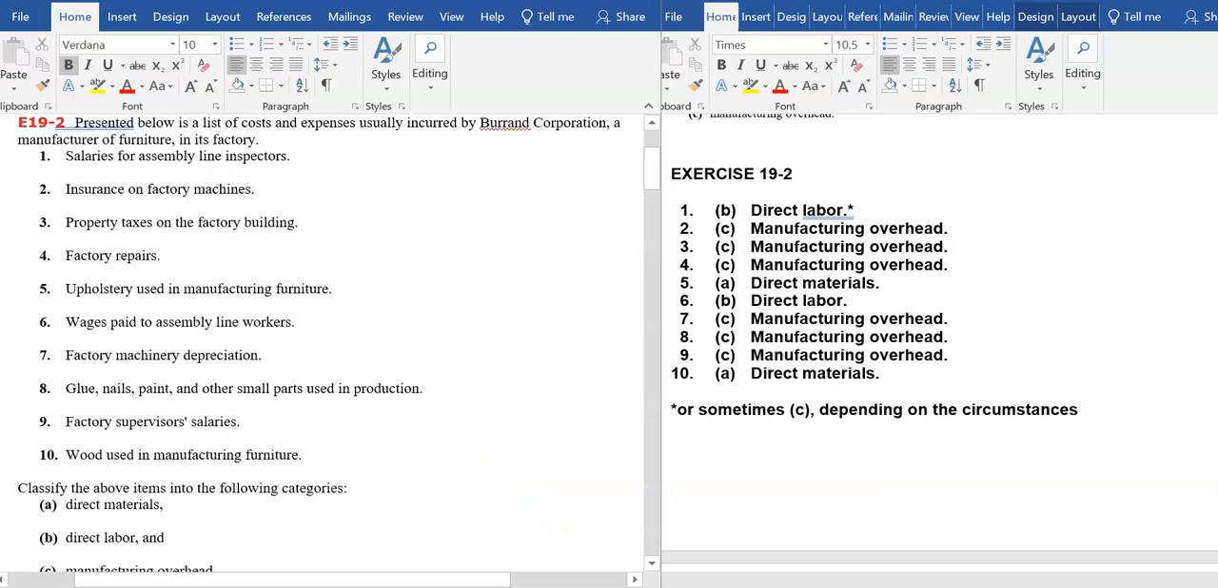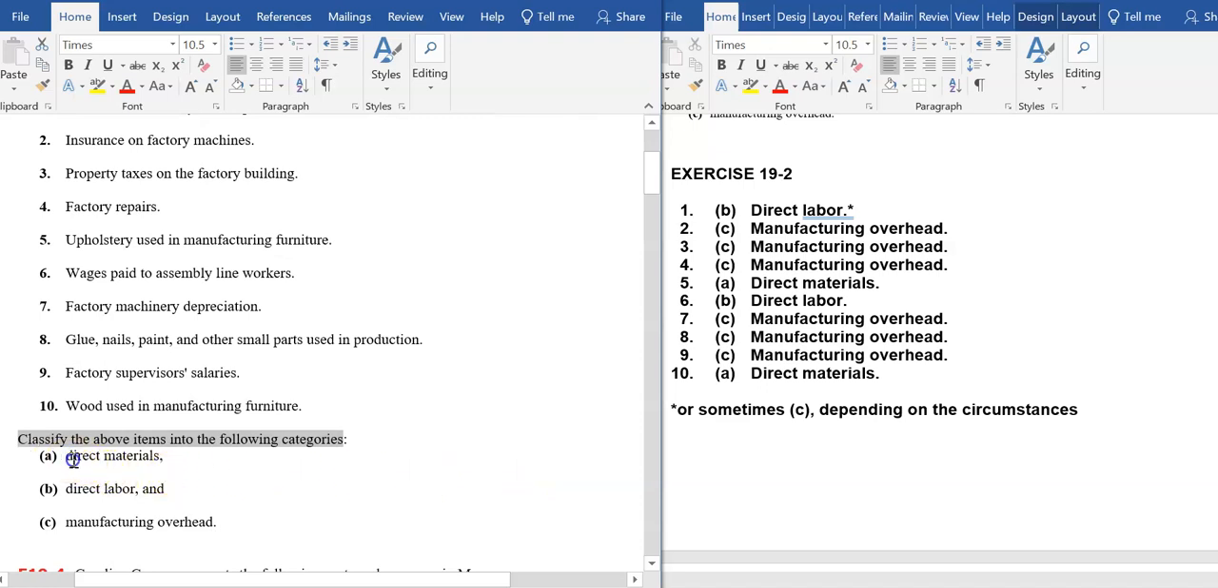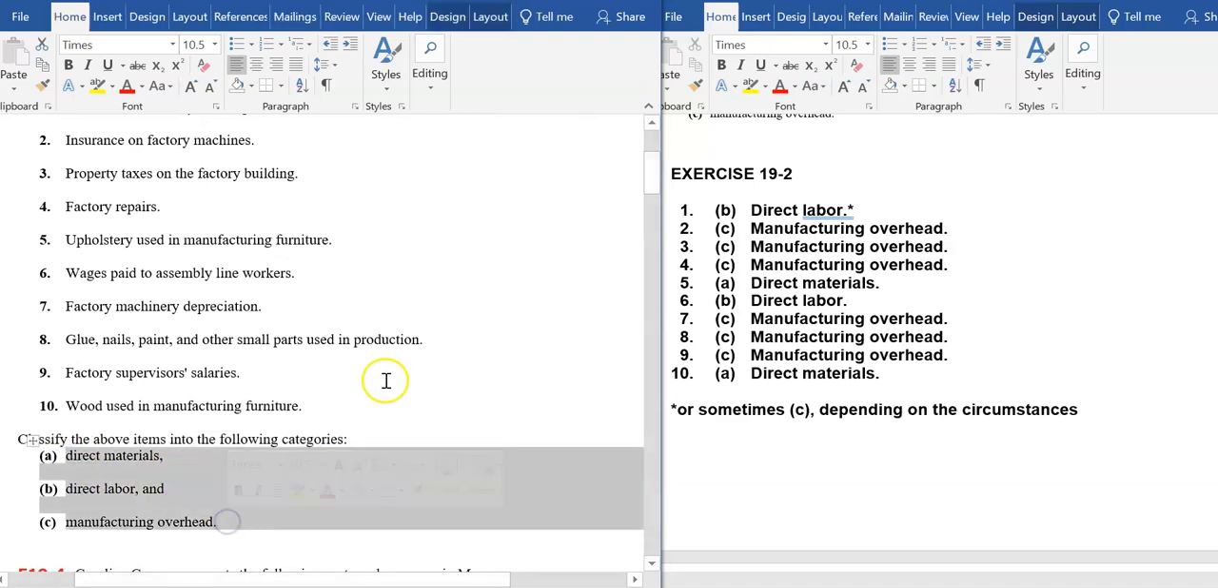All right, let's take a few minutes to walk through some example problems related to the concepts in Chapter 19. This first problem is giving us a list of costs and expenses that were incurred by a manufacturing company. They manufacture furniture. We are going to be classifying these expenses into whether it is a direct material cost, a direct labor cost, or a manufacturing overhead cost.